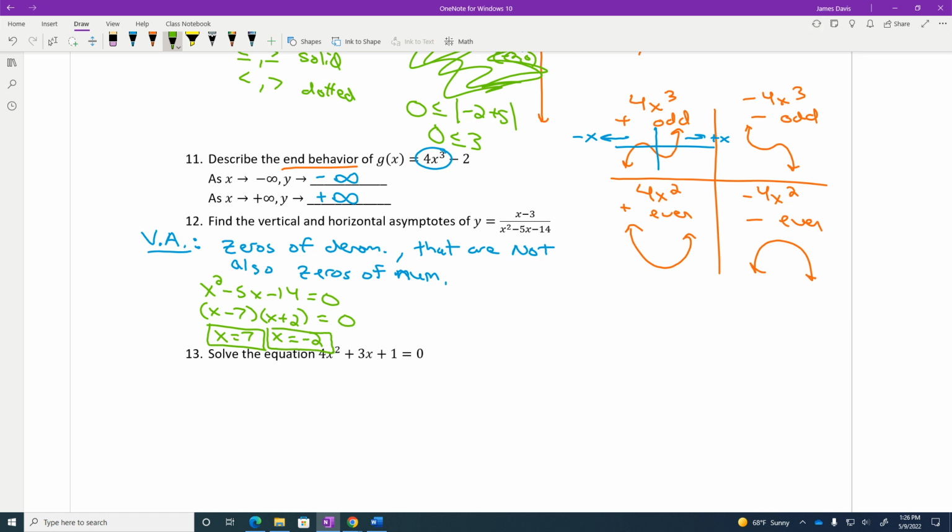We need to just double check and make sure that they're not holes. So we need to look at our numerator. Our numerator, the only 0 there is 3, right? So these are not zeros in the numerator, so they're both okay.